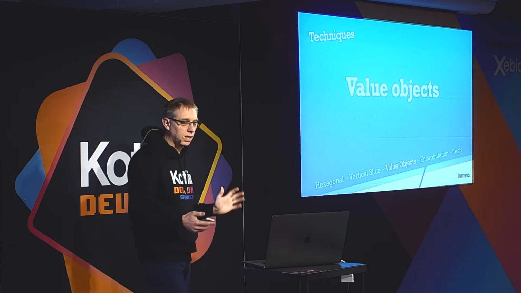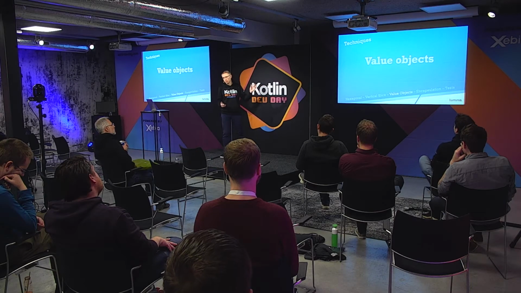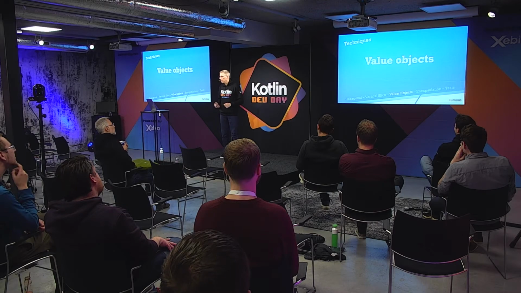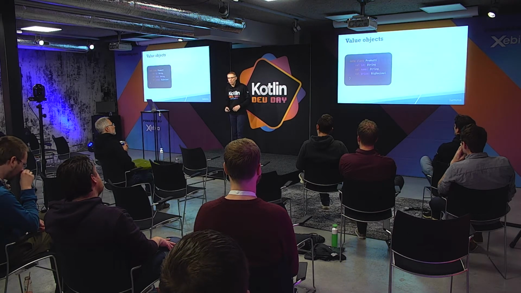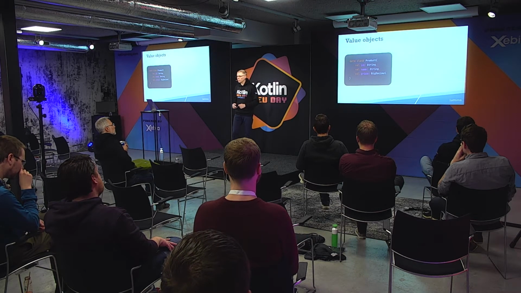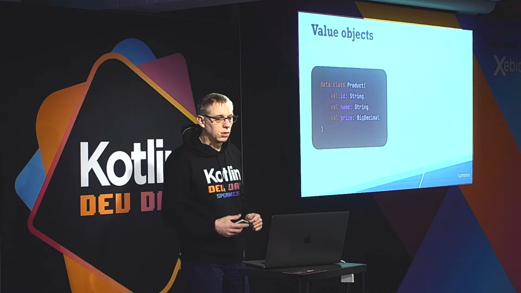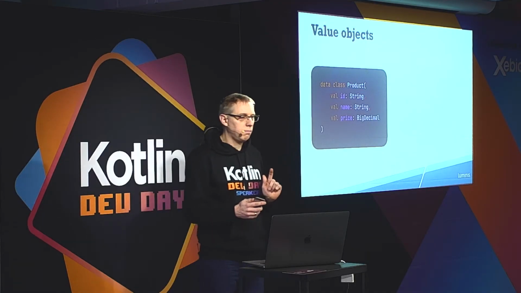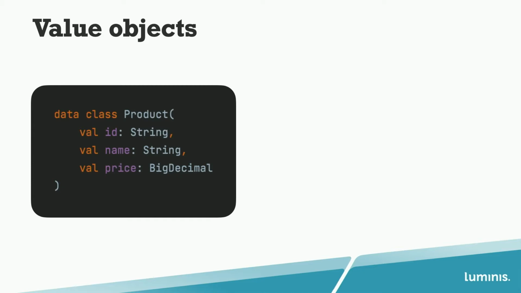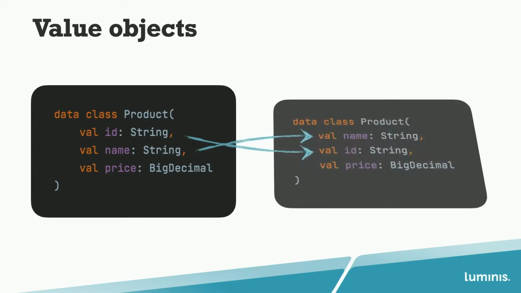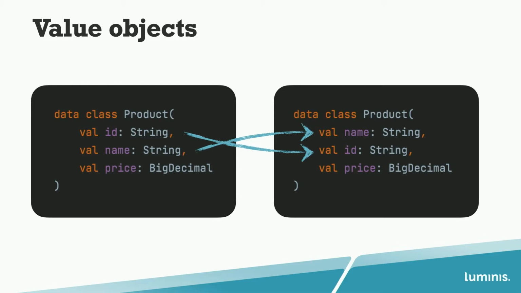So next, this is not really an architecture, but it's a technique that's very valuable. It's called value objects. And you can use this in any typed language like Java or Kotlin or TypeScript. So looking at a simple class, what if someone would change the constructor parameter order here? What if they would do this?